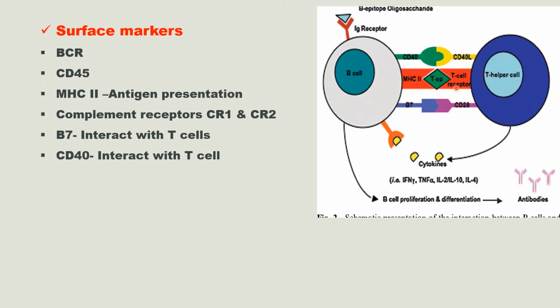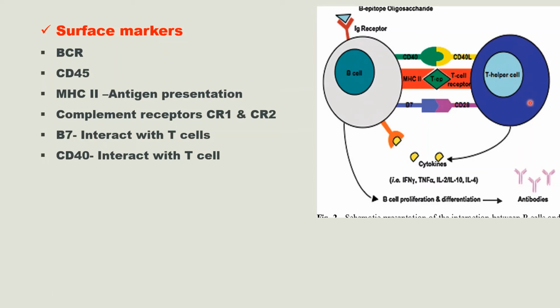Complement receptors CR1 and CR2. B7 will interact with the T cell. Here you can see that B7 is interacting with CD28 of the T helper cell. So B7 is interacting with T helper cells or T cell. CD40 also interacts with the T cell. Here you can see that CD40 is interacting with the T helper cell, with the CD40 ligand of the T helper cell. Okay.